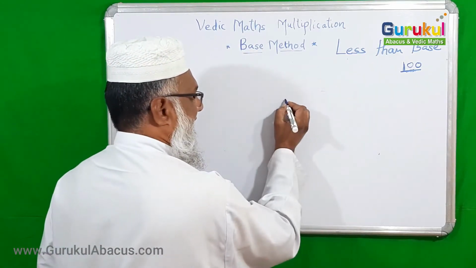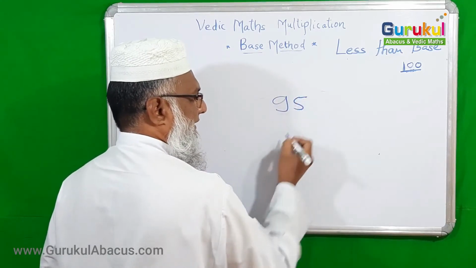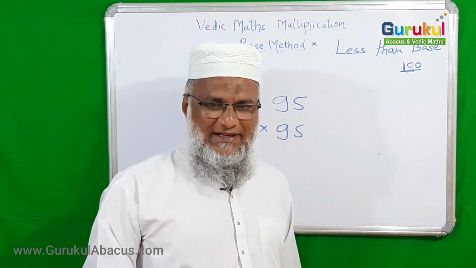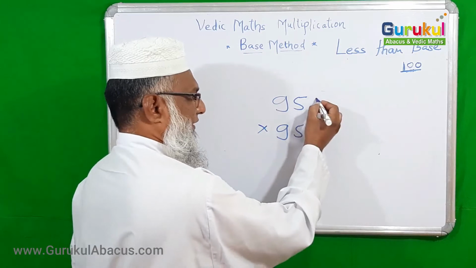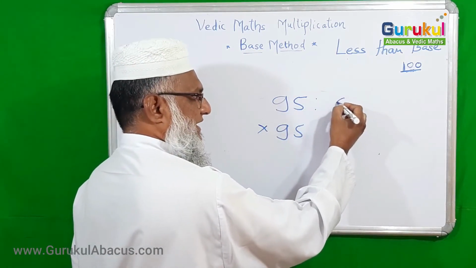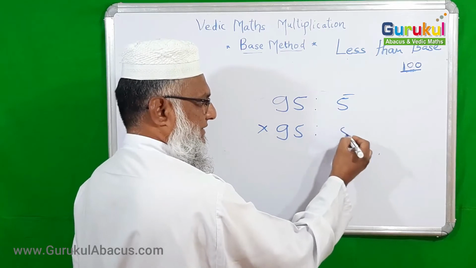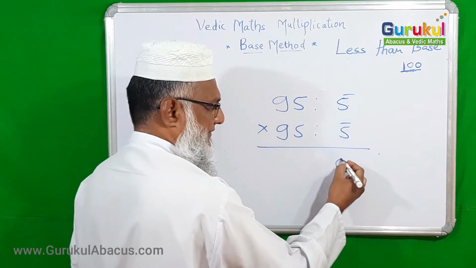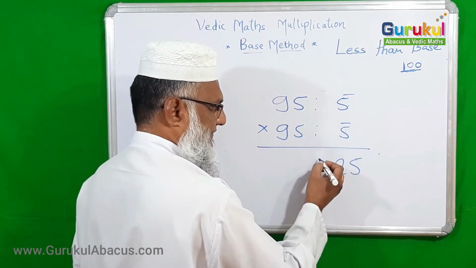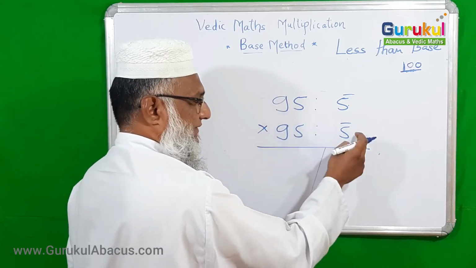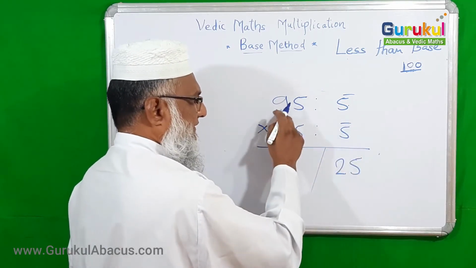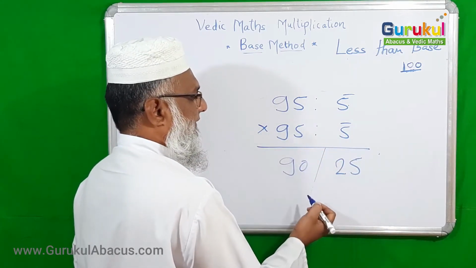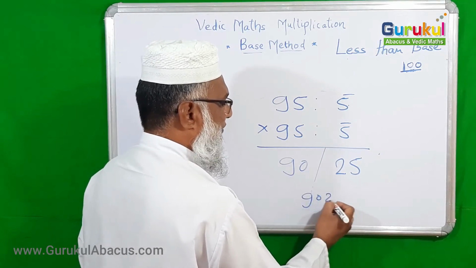Okay. Now we will take one more example of 2 digits. Here we will take 95 multiplied by 95. Both numbers are less than base. So 95 is less than 5 by base, same here, and now less 5 into less 5, answer 25. 95 minus 5 is 90. Here the final answer is 9025.